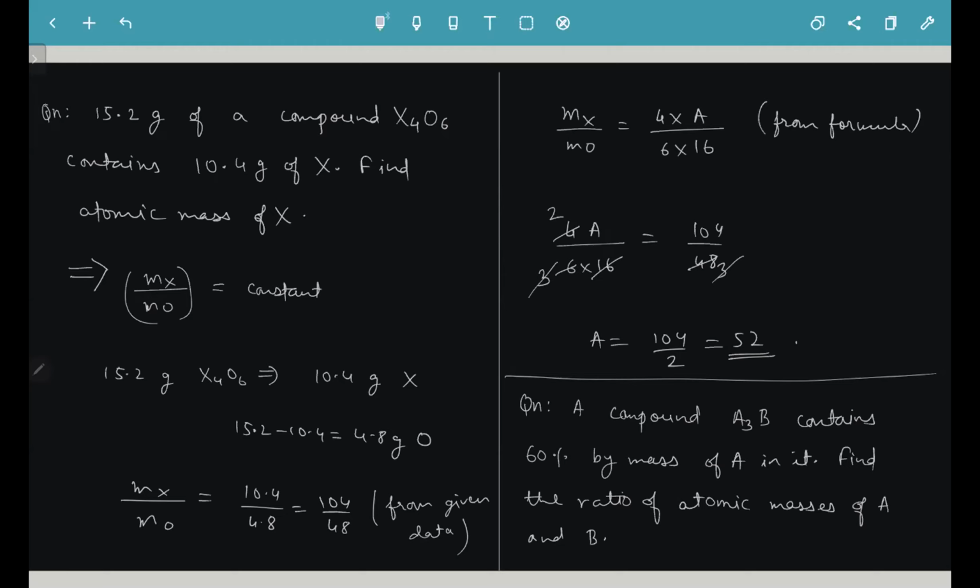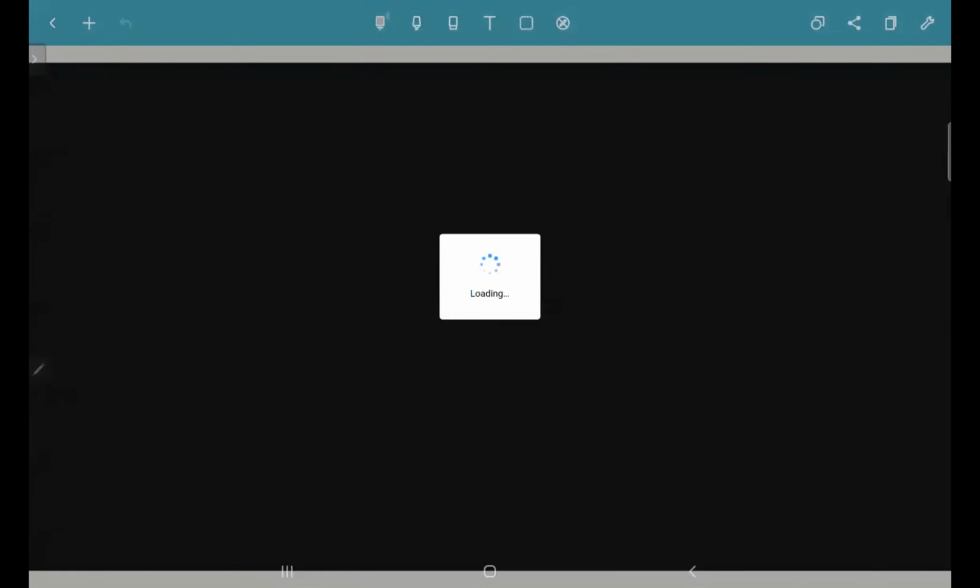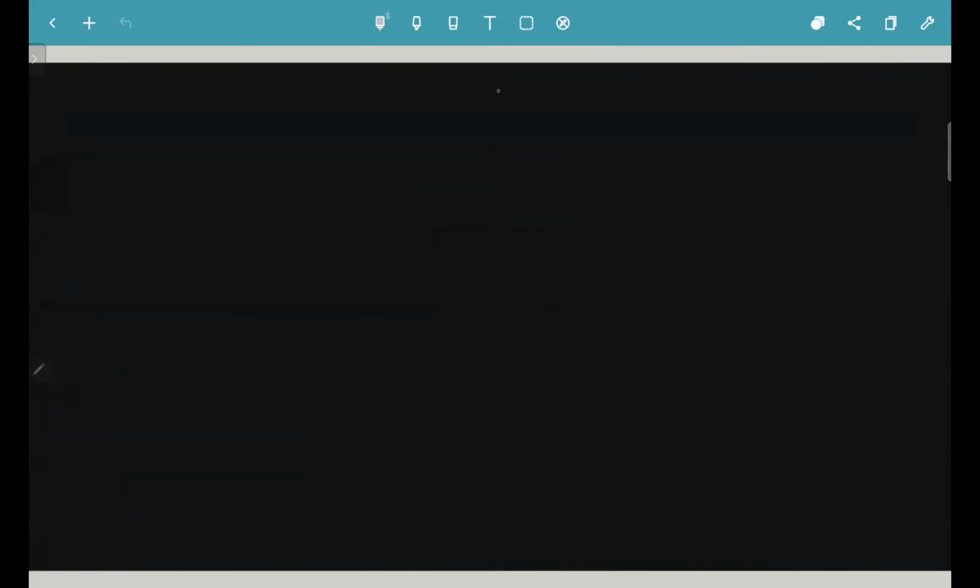One is to two is correct. Very good. Compound A3B contains 60% by mass of A, and the ratio of atomic masses of A and B will be 1:2. The correct answer. See how we will use it.